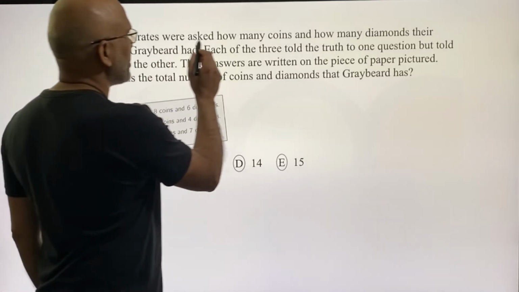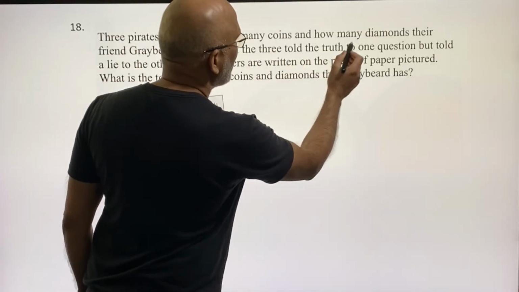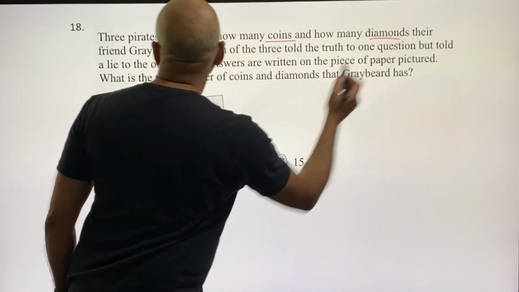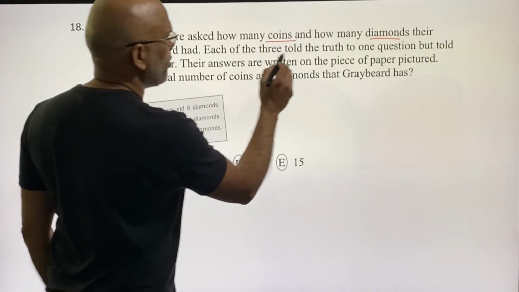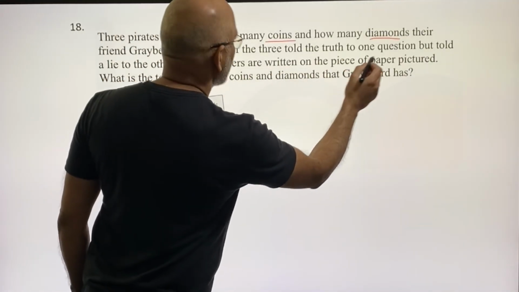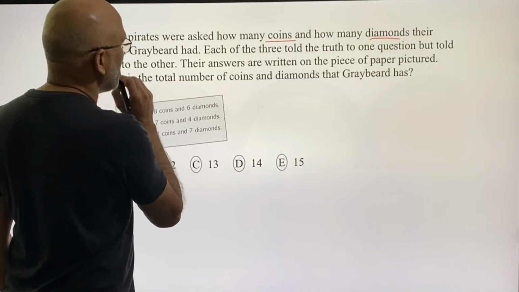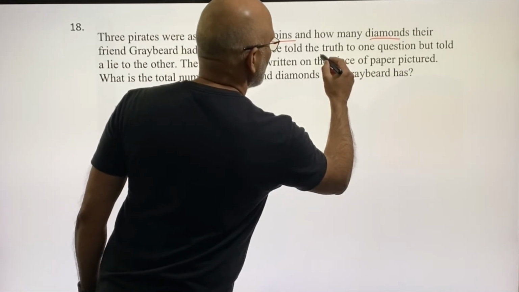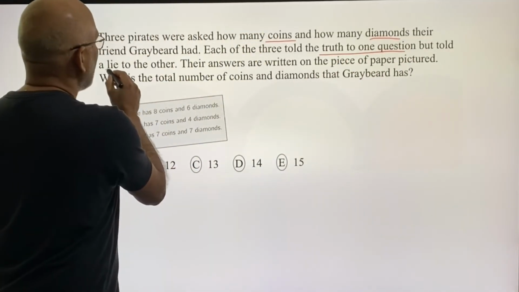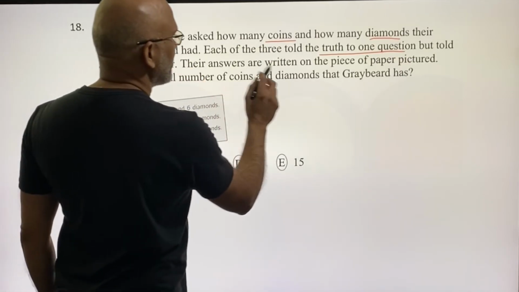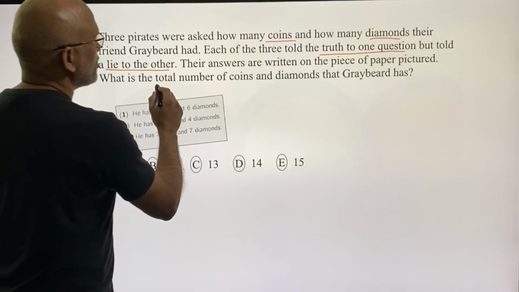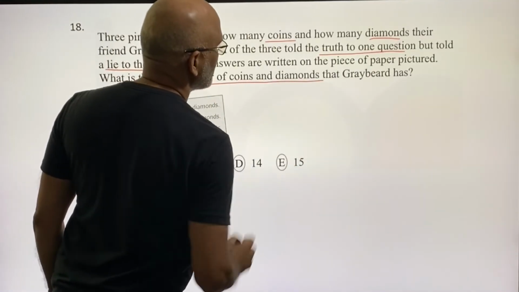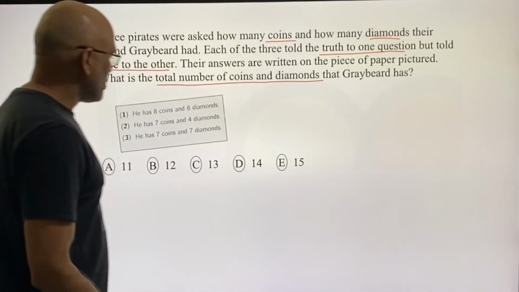3 pirates were asked how many coins and how many diamonds their friend Graybeard has. Each of the 3 told the truth to one question but told a lie to the other. Okay, truth to one question and lie to the other. Their answers are written on the piece of paper pictured here. What is the total number of coins and diamonds that Graybeard has?